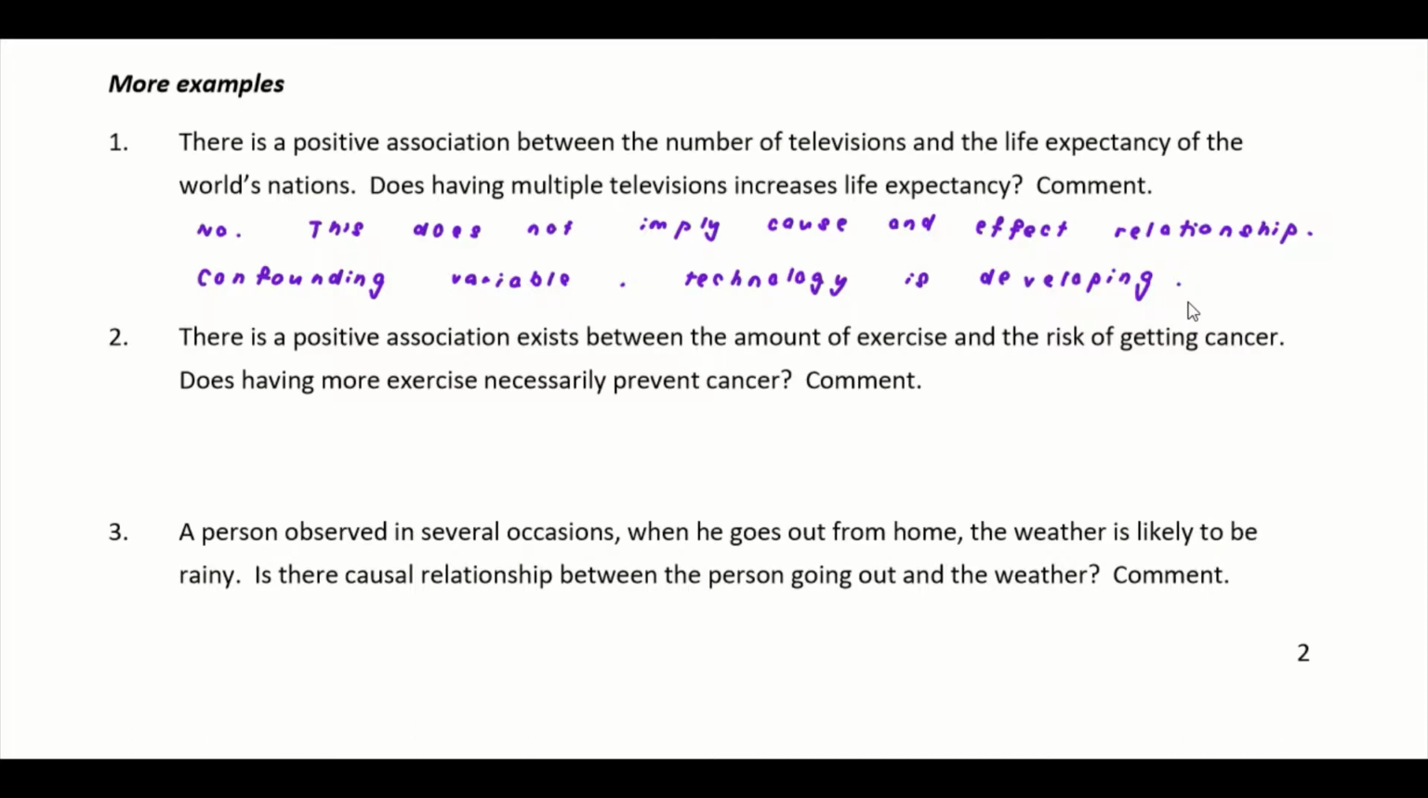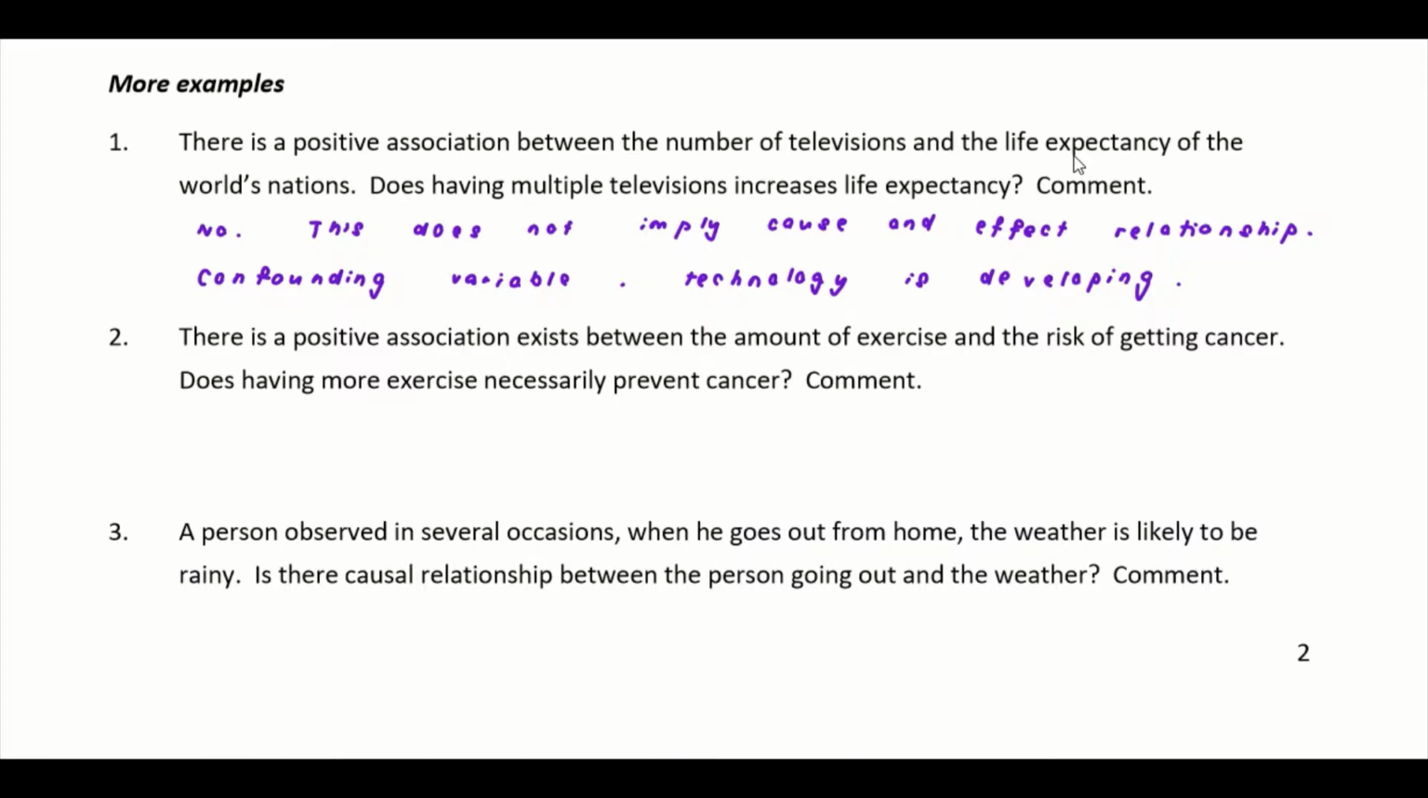So when they become better, in other words, the health services and the hospital services, everything will become better as well. And because the technology is developing, this is why the life expectancy of the world's nations is increasing as well. So this is like having a common response to how the society is developing. It's not because this happened then the other thing happened.